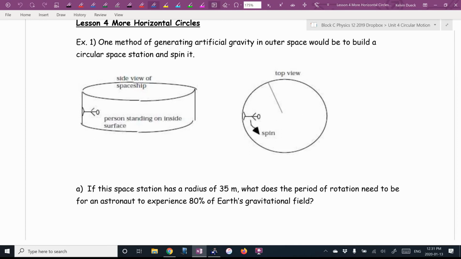Any suggestions on how I might want to start this out? I think I'm going to start this with a free body diagram. Which view would work better? I think I'll do the top view right here. What are the forces acting on this person? Get the obvious.